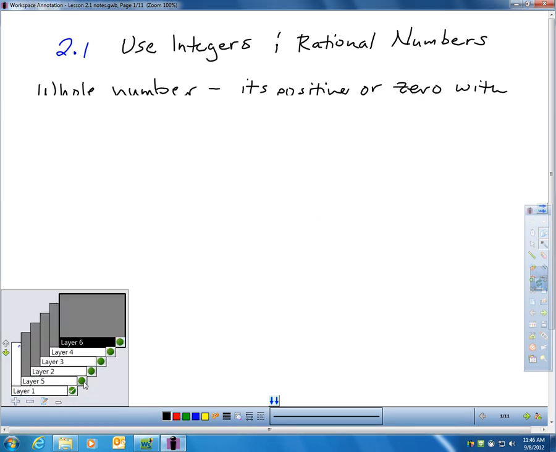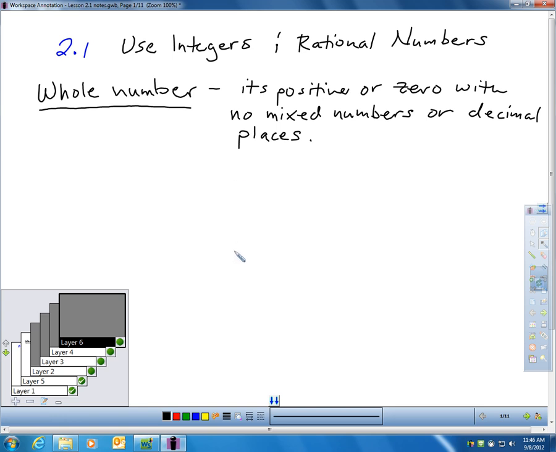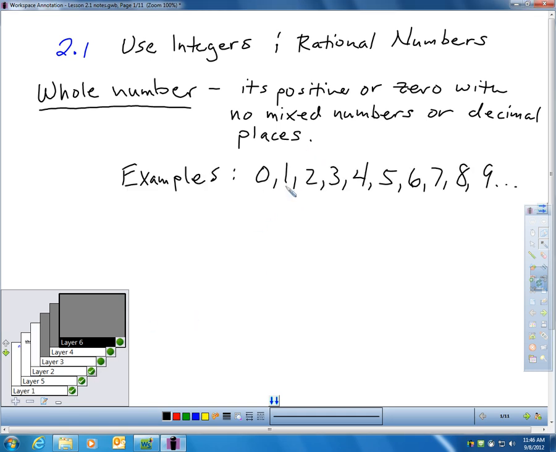The first term that we need to be familiar with is what a whole number is. And I know you've heard of that before. Let's make sure you understand what it is. Whole numbers are positive numbers or zero, and these numbers have no mixed numbers or decimal places. So whole numbers would be numbers like 0, 1, 2, 3, 4, 5, and so on. Okay, you notice that none of these numbers have decimal places, and none of these numbers are mixed numbers.